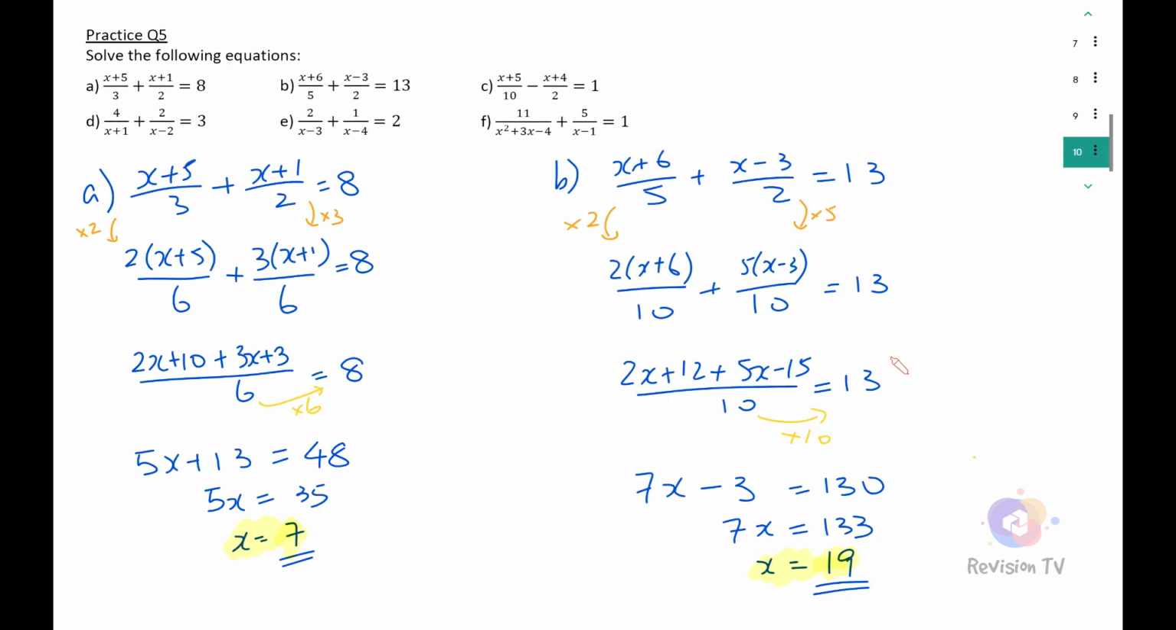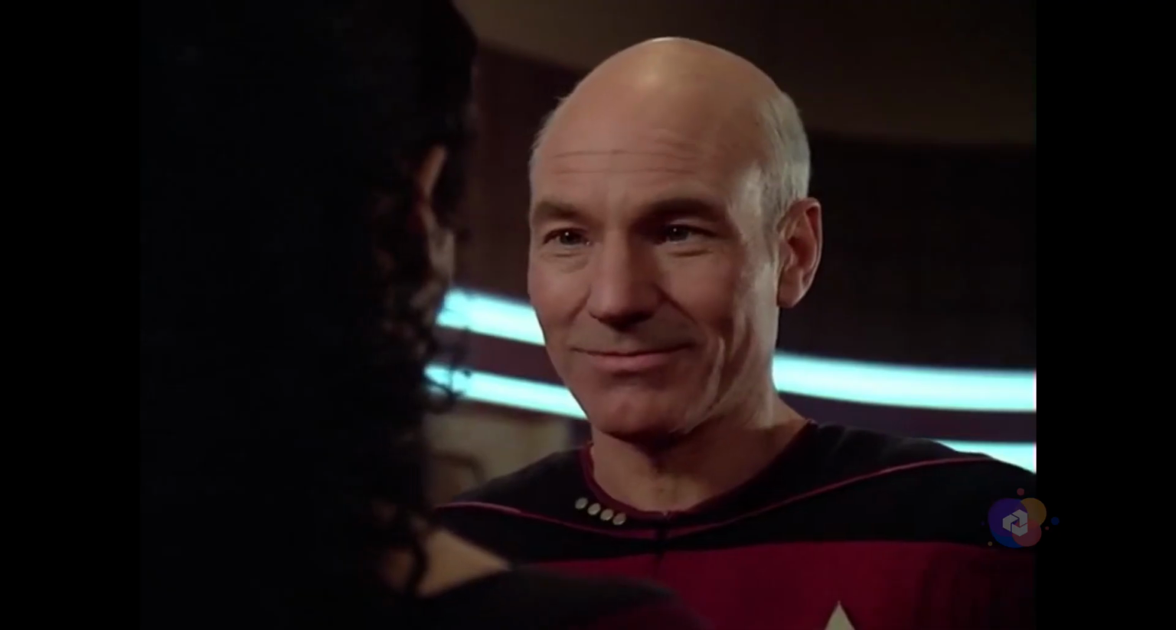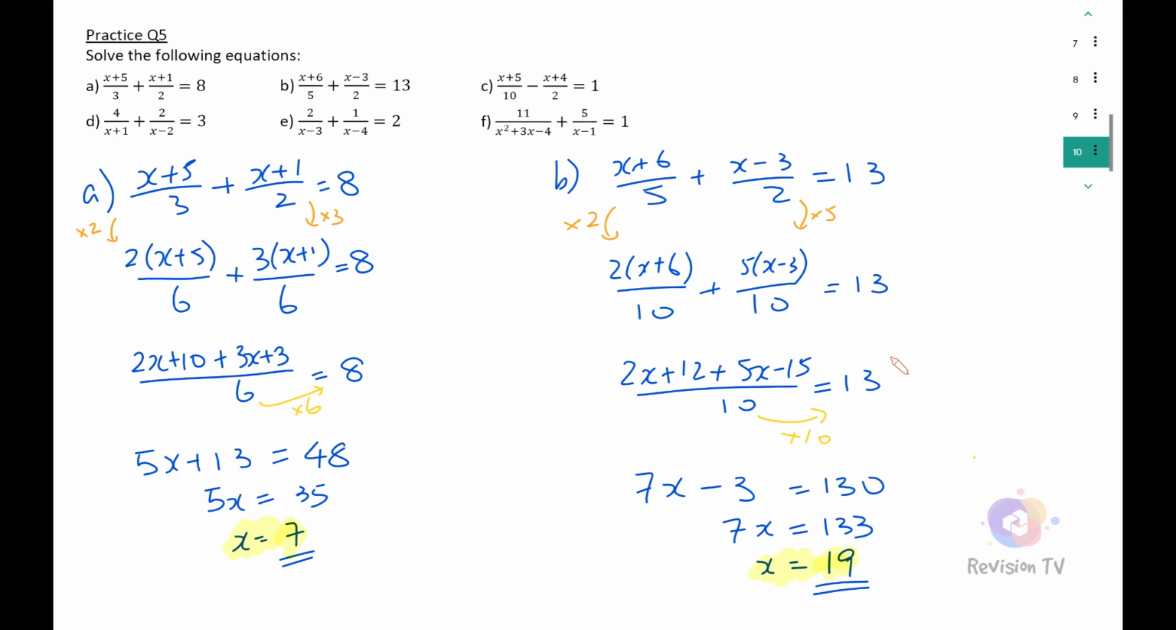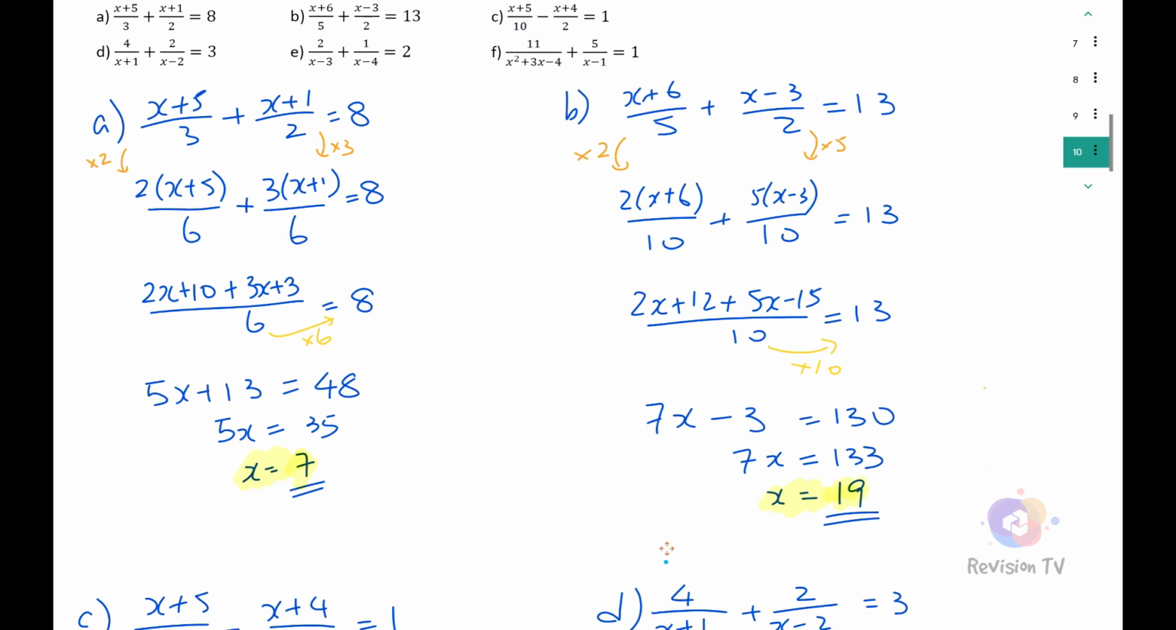Here are the answers for question 5. If you finished them, please give yourself a round of applause. Well done. You have done really well, even though they might be wrong, or some of them are wrong, or if you've done all of them correct, even better. Okay, so here are the answers.